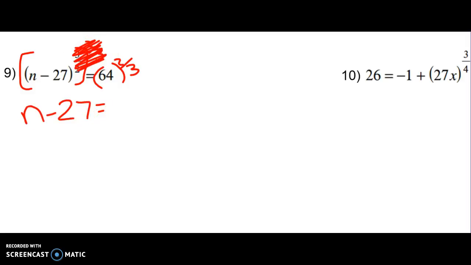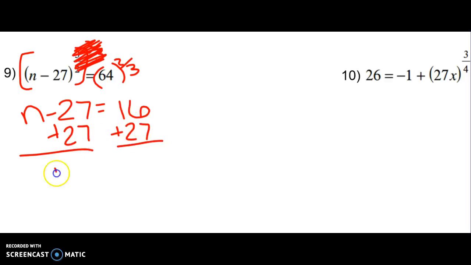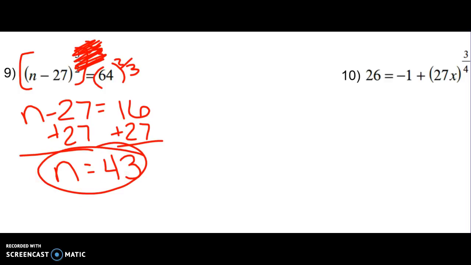And then we've got to go find 64 to the 2/3. So we're going to take the cube root of 64, I think it's 4. And then we're going to square it, and that gives us a 16. All right, add 27 to both sides. And you're left with n equals, I think that's a 43. I think, yes. Okay, go on with one last one that we've got.